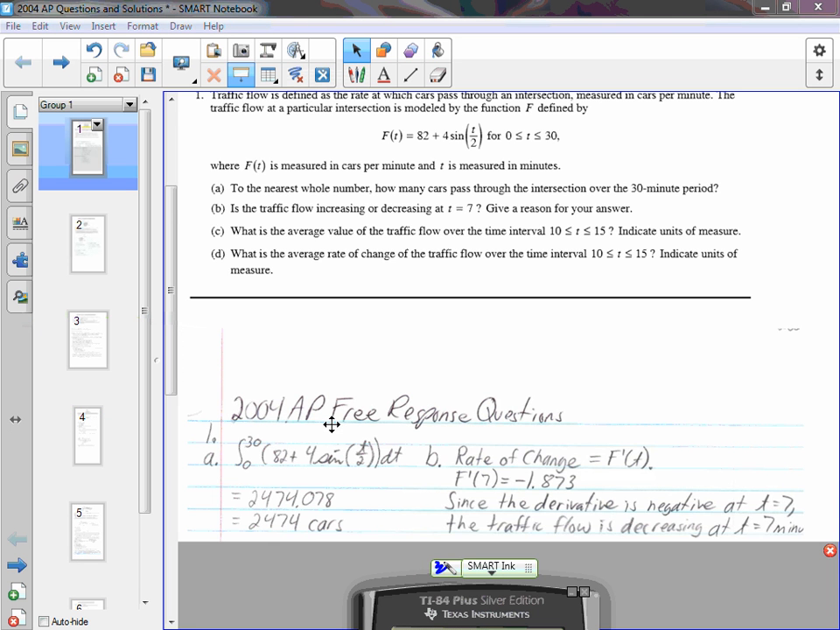Part C. What is the average value? Stop right there. Average value. Clue me in. What is it? 1 over b minus a times the integral from a to b of whatever it is you're finding the average value of. So in this case, look at the time intervals. Average value of the traffic flow on the time interval from 10 to 15. So it'll be 1 over 15 minus 10 times the integral from 10 to 15 of, all right, what was measuring the traffic flow? Capital F.